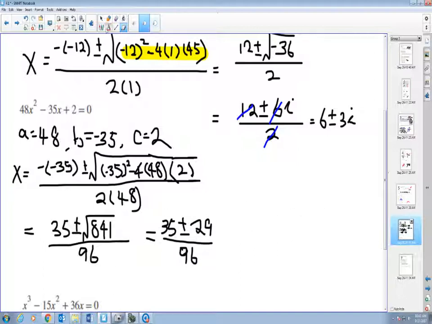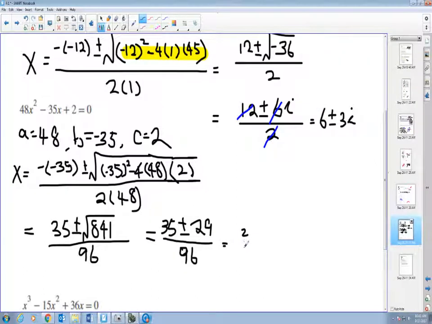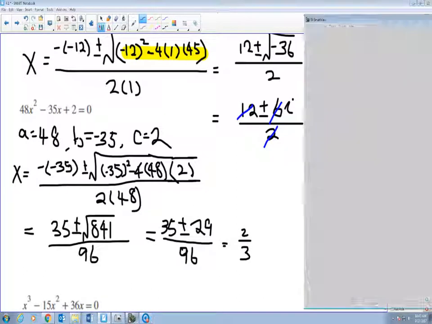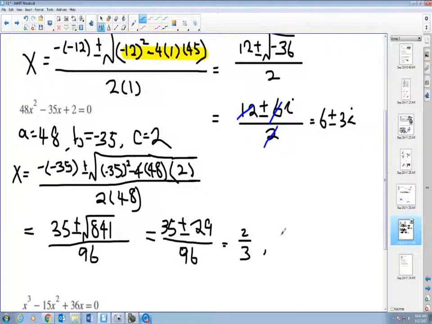So my answers are: 35 plus 29 divided by 96, convert to a fraction, 2/3. Then 35 minus 29 divided by 96, convert to a fraction, 1/16.